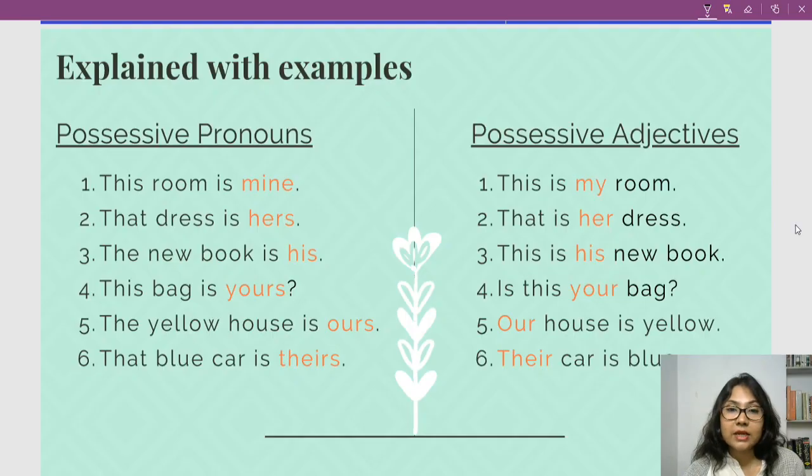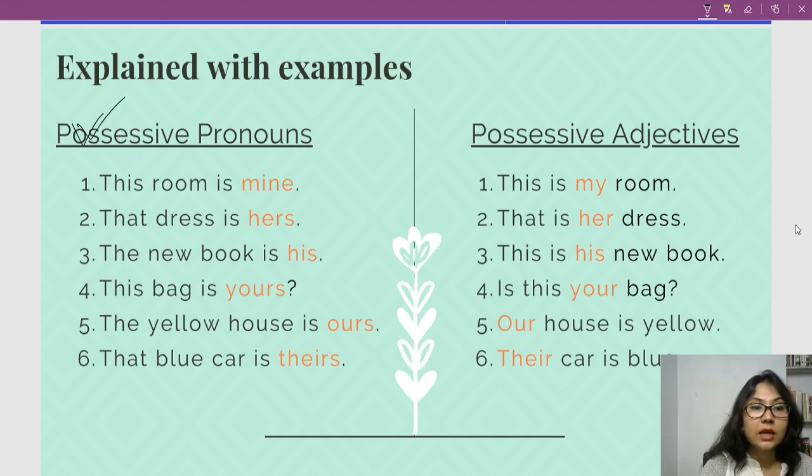Now, let us go into the next slide. It is explained with a few more examples. See over here. A good and healthy chart has been given to you, and they are explained with examples. These are your possessive pronouns and these are your possessive adjectives. Now let us look at the first sentence. The room is mine. Mine is placed after the noun.